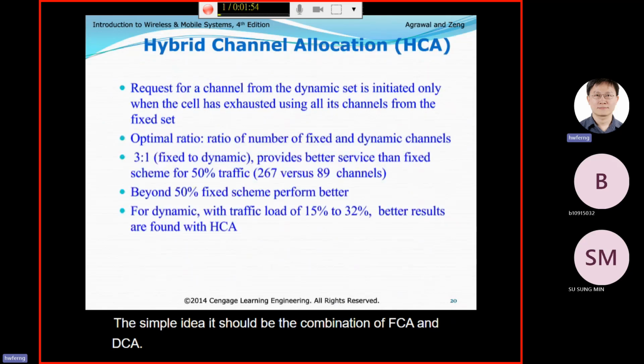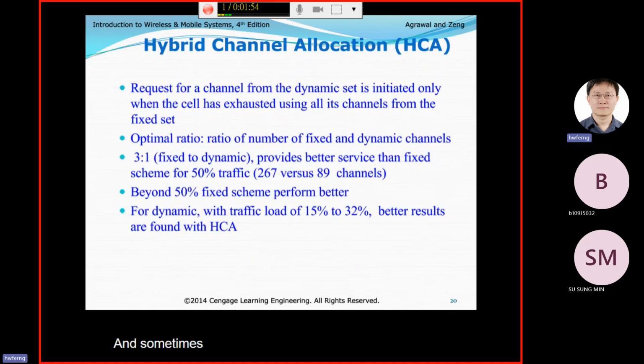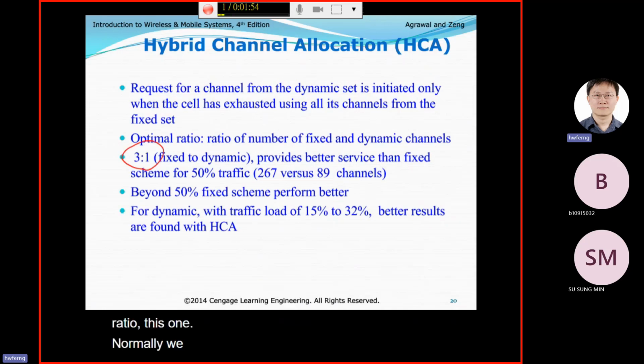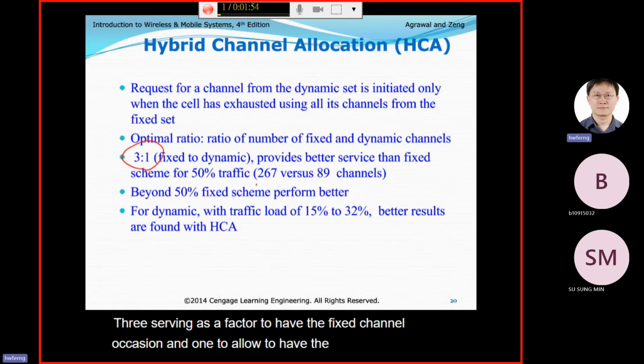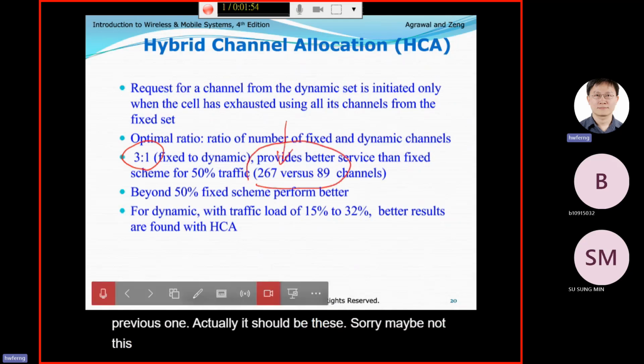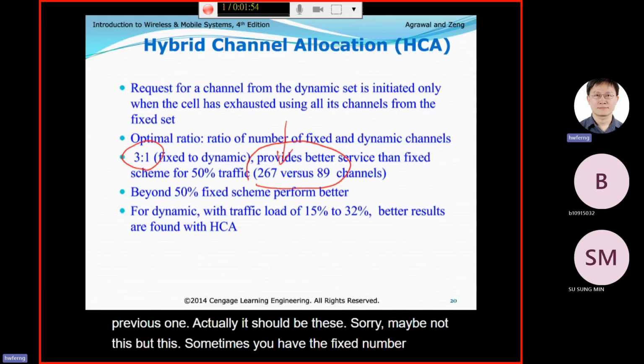And sometimes, rather than just 1 and 15, we may have a ratio. Normally, we can have a 3-to-1 ratio, with 3 serving as the fixed channel allocation, and 1 allowed to be dynamic. Using the previous one, actually it should be this. Oh, sorry, maybe not this, but this. Something like you have the fixed number and the others serving as the pool.